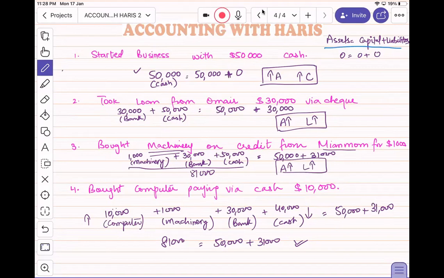Now, if you look at the fourth equation, assets are increasing because you bought a computer, but at the same time you paid cash in order to buy the computer. So your assets are also reducing. So can I say your assets can increase when capital increases? Like you can see in transaction number one, your assets can increase if your liabilities increase, as seen in transactions number 2 and 3, or your assets can increase if your other asset decreases.